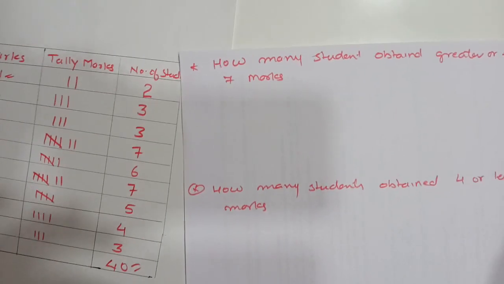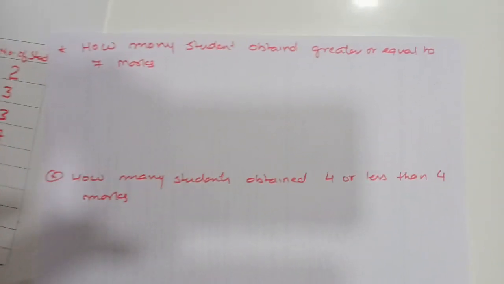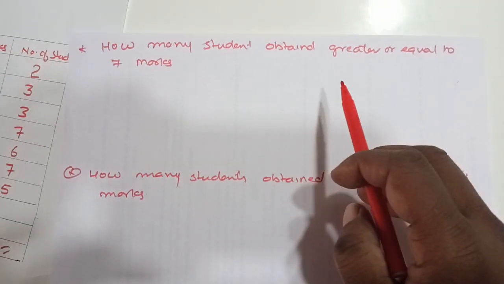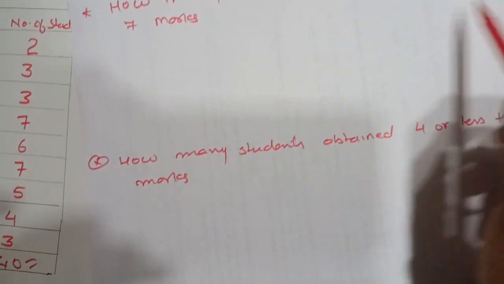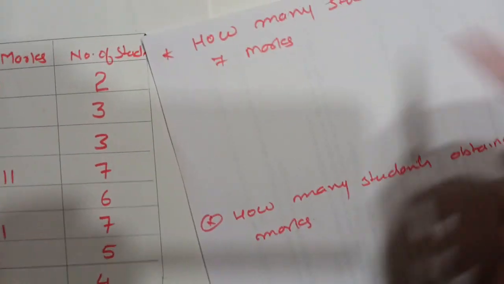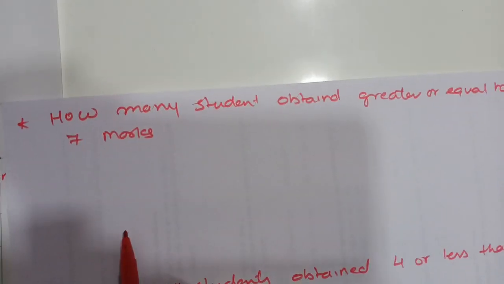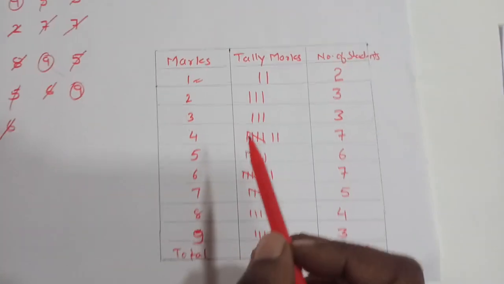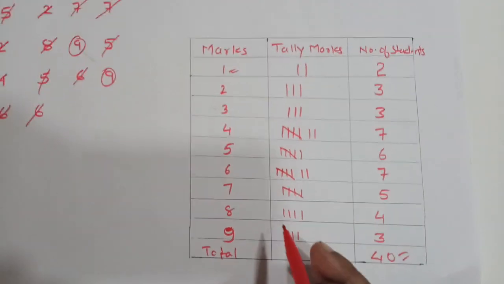Okay, so let's continue. We see the questions over here. The first question is, how many students obtain greater or equal to 7 marks? Obtain greater or equal to 7 marks. So 7 या 7 से ज़्यादा marks कितने बच्चों के आए हैं? So based on this table, the one that we have just formed, we know that 7 या 7 से ज़्यादा mark, right? This is a column heading 7. So 7 या 7 से ज़्यादा mark किसके आए होंगे?